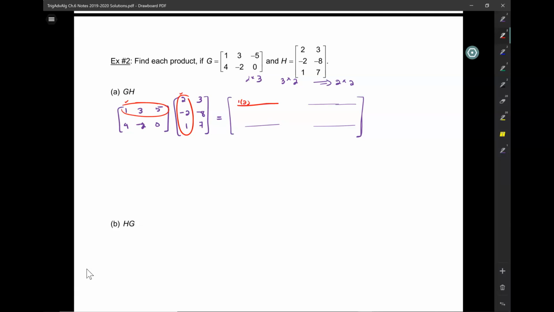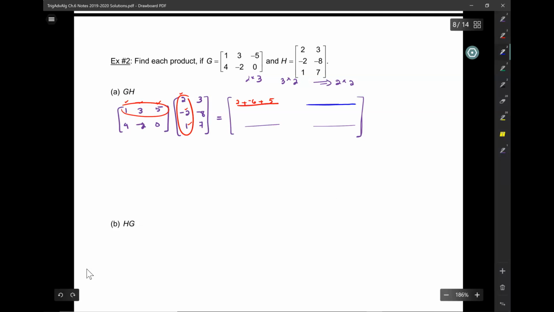And you can either write it like this, or you can just say it in your head. 1 times 2 is 2. Plus, second one, 3 times negative 2 is negative 6. Plus, 5 times 1 is 5. Next, move on to the next one over.